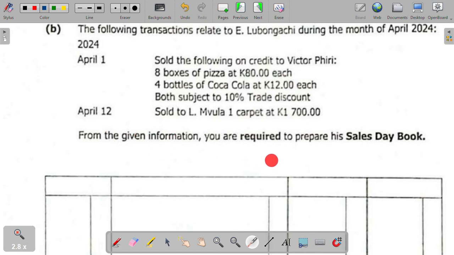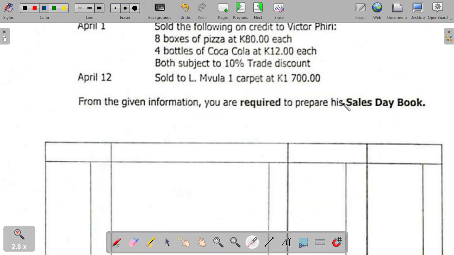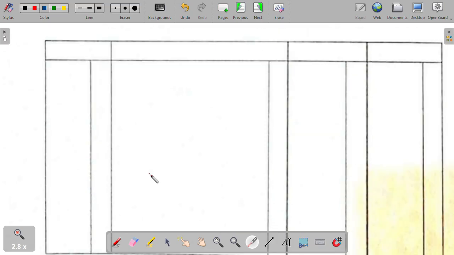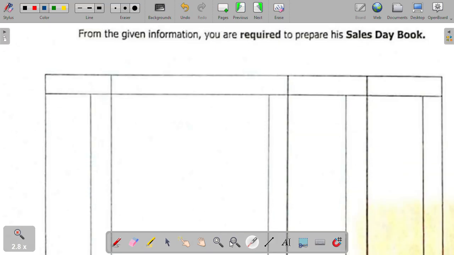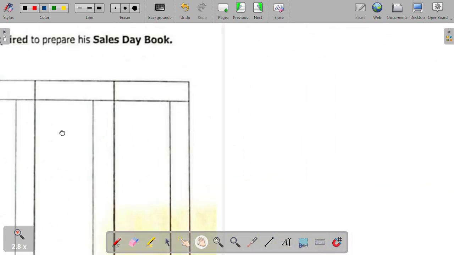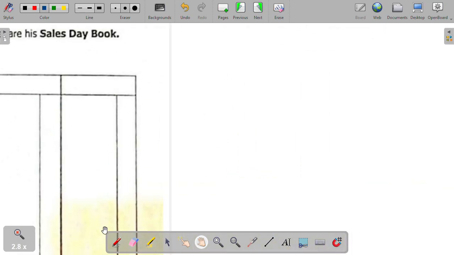From the given information, you are required to prepare his sales day book. This is one of the books of prime entry. So when preparing the sales day book, we have to extract information first for us to prepare. So in step 1, we extract the information.